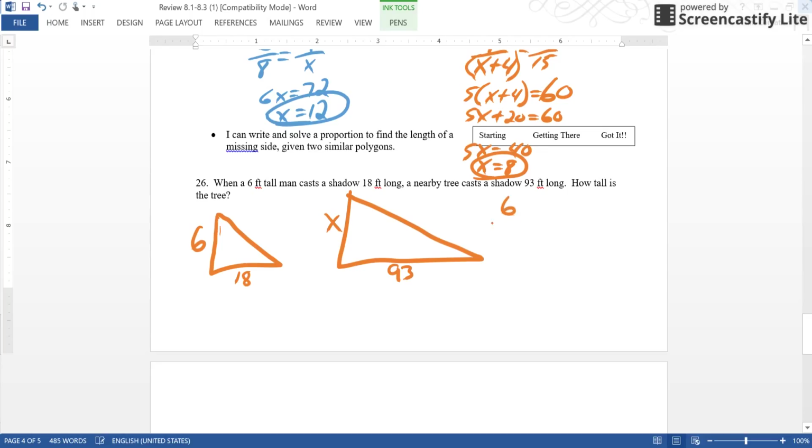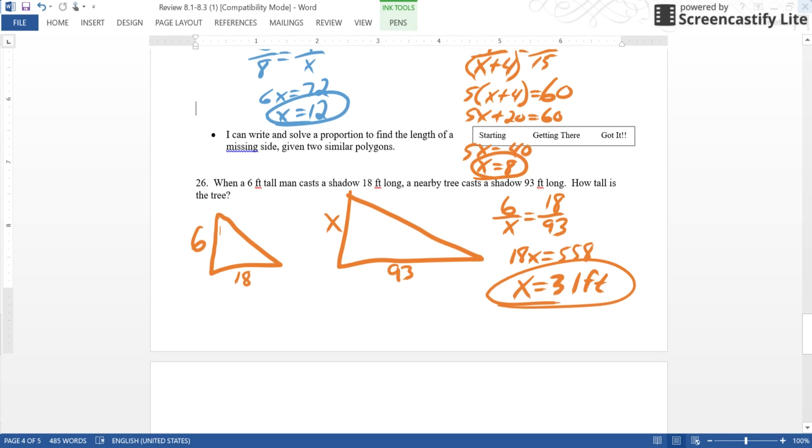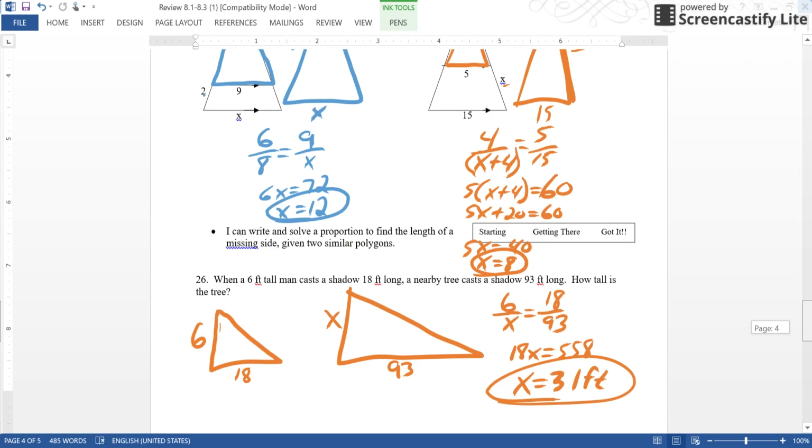So 6 over x equals 18 over 93. We get 18x equals 6 times 93 is 558. Divide by 18, x equals 31 feet. Okay? We should set that picture up.